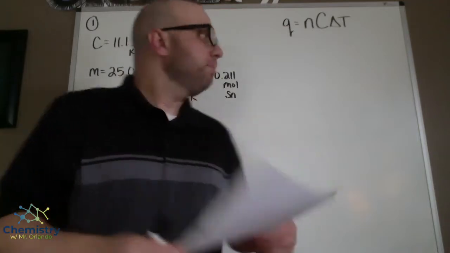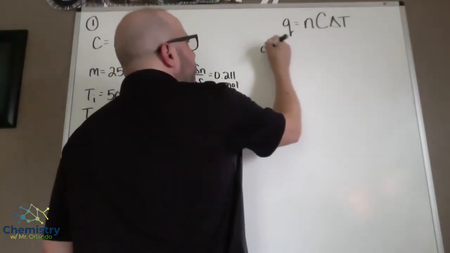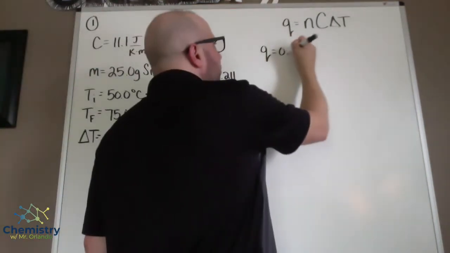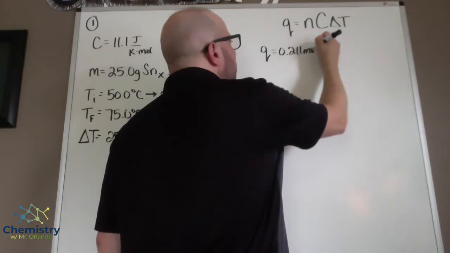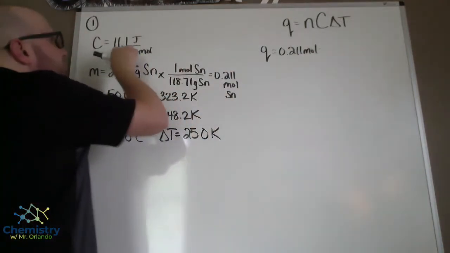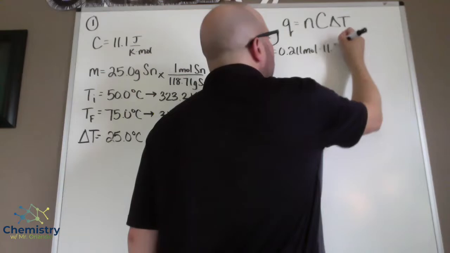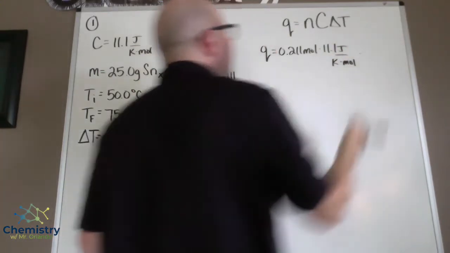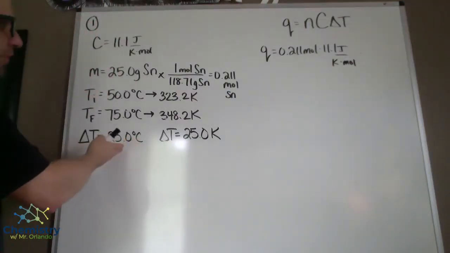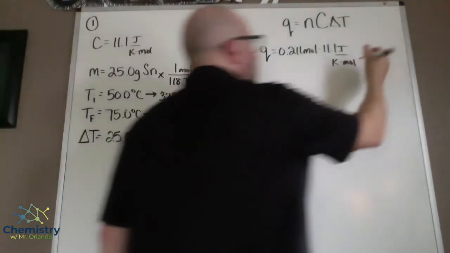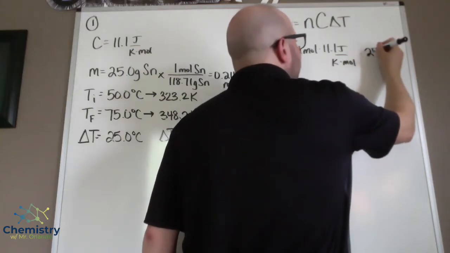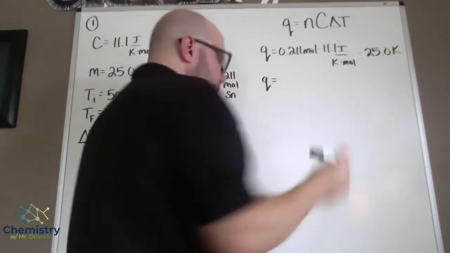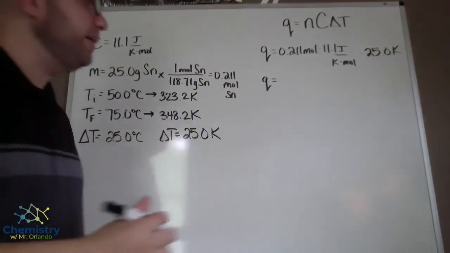Alrighty, moving on. Plugging in our values, we get Q equals. So in this case, my number of moles is right here, 0.211 moles. My value for Cp is right here, 11.1 joules per Kelvin mole. And then my change in temperature in this case is 25 degrees Celsius, which again is equal to 25 Kelvin, which is what I'm going to change it to just so that the units will work out. So I wind up getting a value for Q that is equal to 58.6 joules.